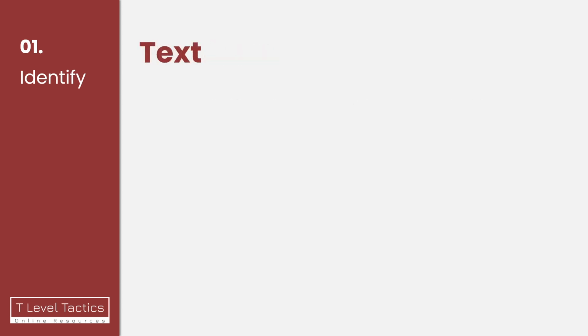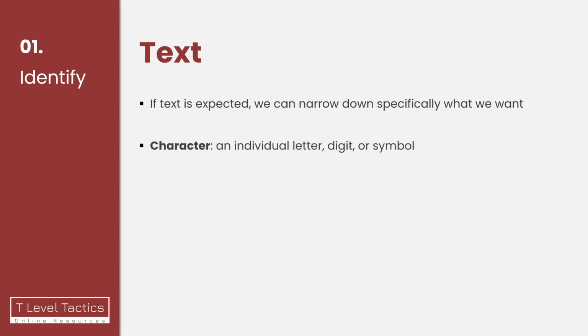In terms of text, if it's expected, we can narrow down specifically what kind of text we want. If it's a character, which is an individual letter, digit, or symbol, like the letter A, B, or C, or the rest of the alphabet, for example, or if we want a string. And a string is a fancy way of saying a sequence of characters stored together, i.e. a sentence, like the bullet points on this slide.